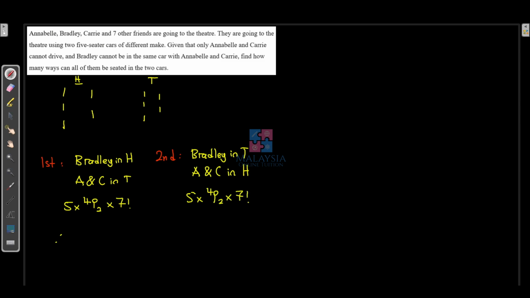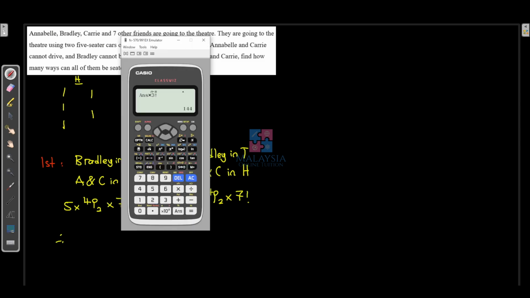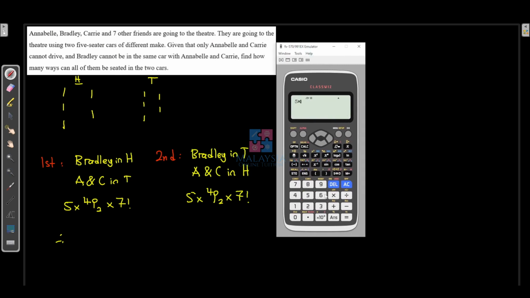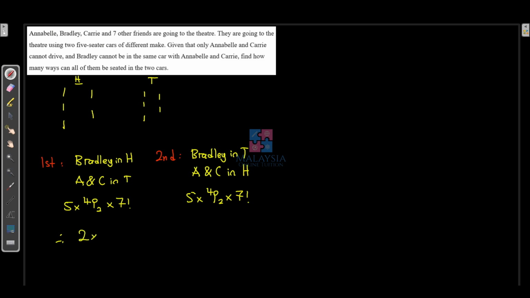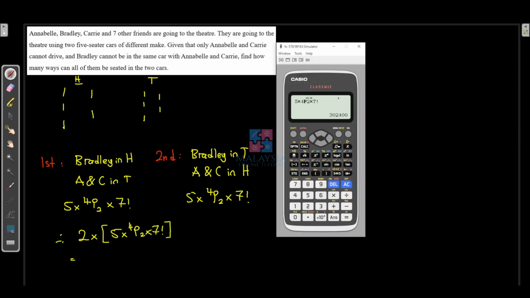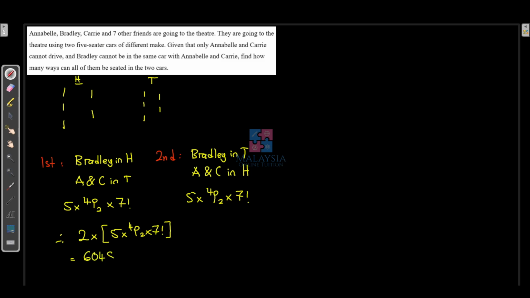So for the answer, we just multiply by 2 because the second case is just the same as the first case. So what's the answer? 5 times 4P2 times 7 factorial. So what do we get? 302,400. So we can write 2 times 5 times 4P2 times 7 factorial. Finally, we multiply this by 2. We get 604,800. So this is the final answer for question number 2.